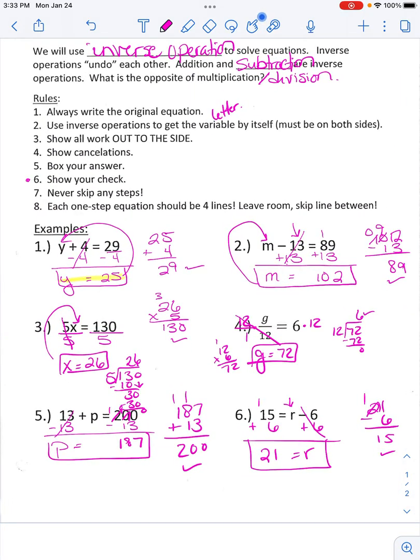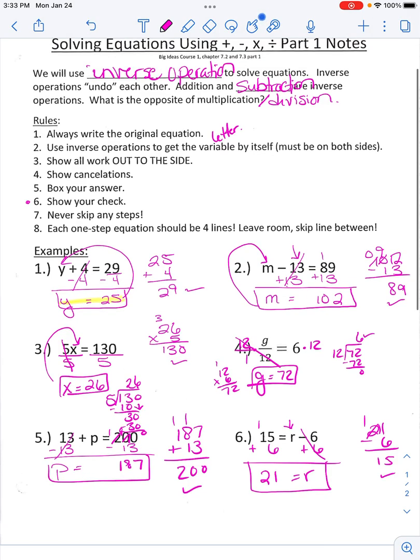Okay, so some of these, yes, are easy enough to do in our head, but we are not. So we are going to solve using the inverse operation and show all of our work and our checks.